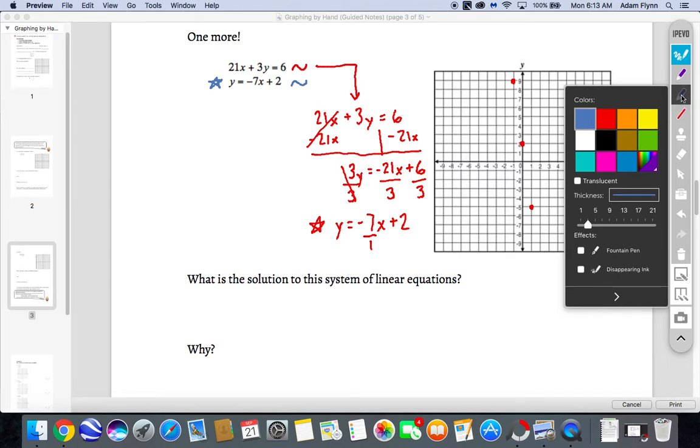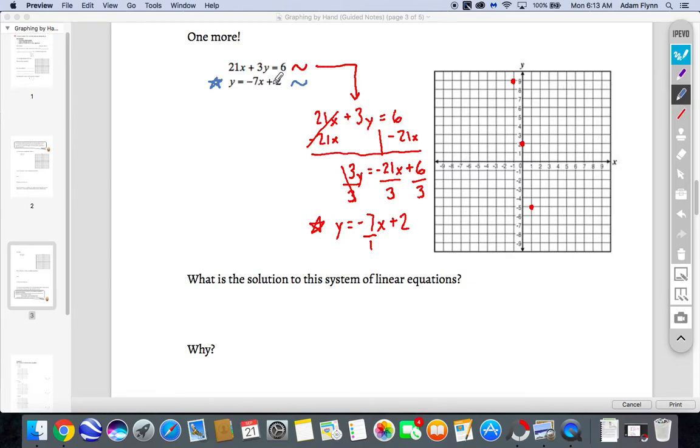For my blue equation, I've got y equals negative 7x plus 2. So I'll start at my y-intercept, which is 2. And same thing, my slope is negative 7, so I can write that as negative 7 over 1. So I can go down 7 to the right 1, or I can go up 7 to the left 1. So what I'll do is connect all these points. Draw some arrows, because it goes on forever.